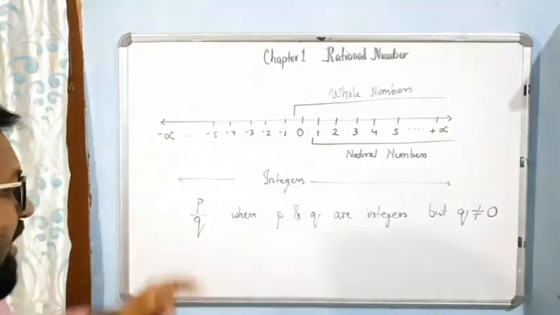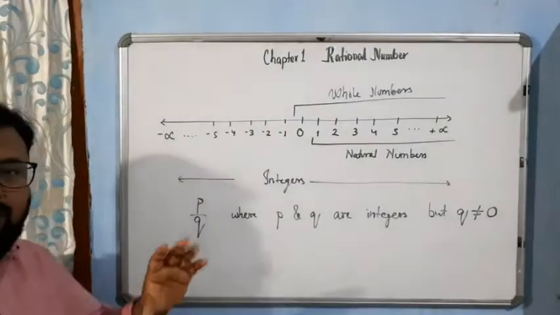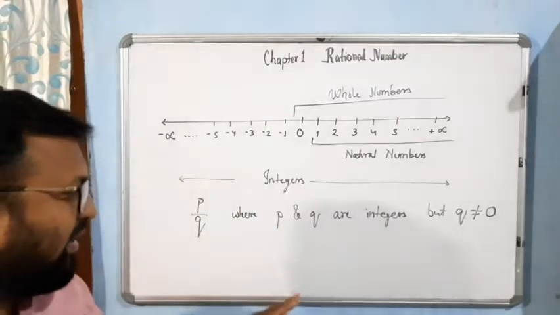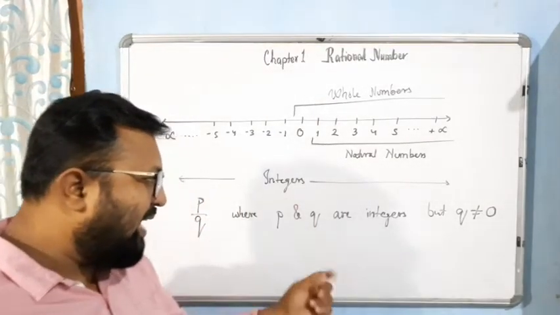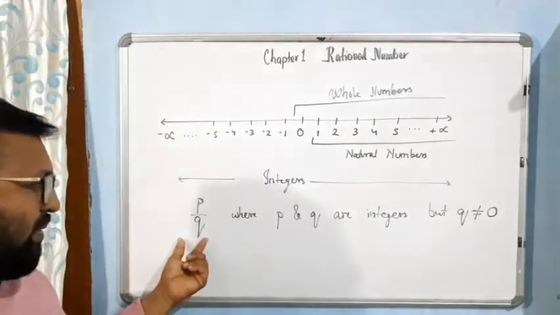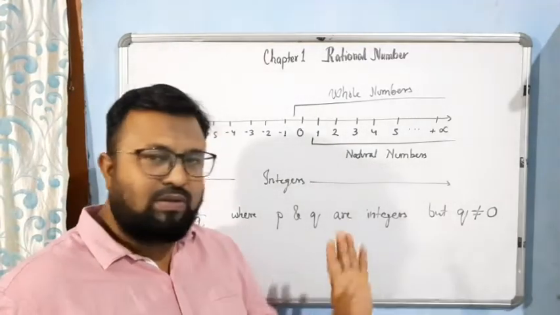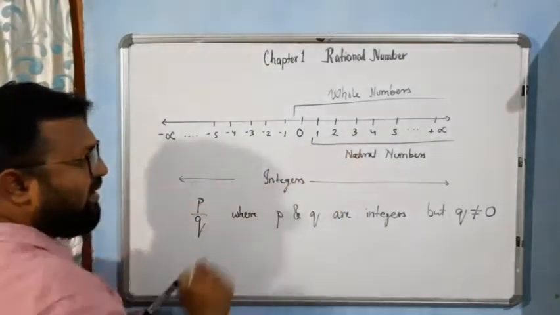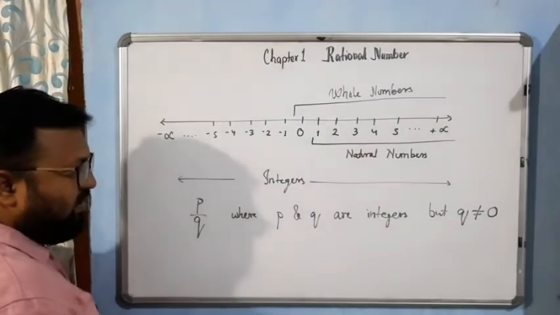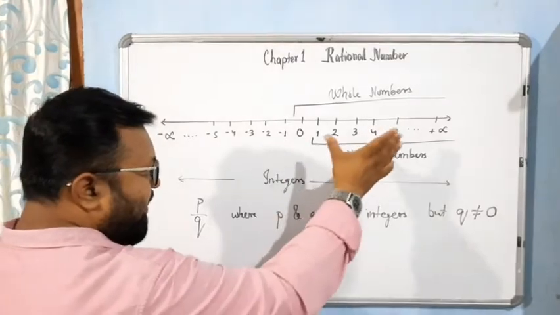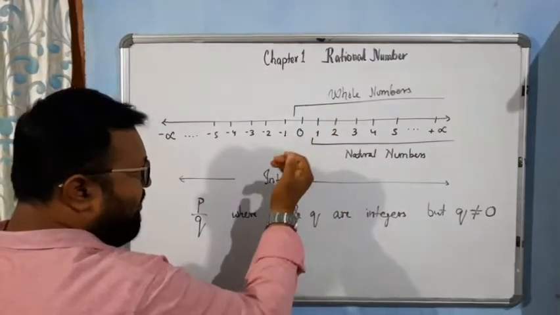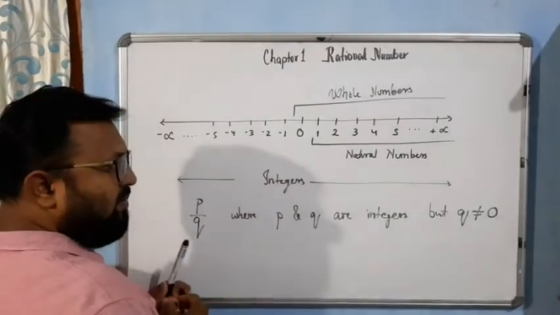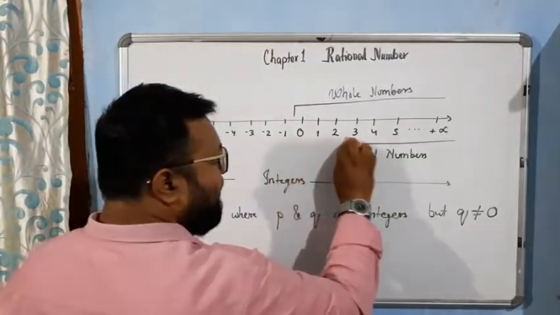So the number which can be expressed in the form of P by Q, in the form of fraction, okay, where P and Q both are integers. Only one condition is that the Q, the denominator part, can't be equal to 0. Okay, so we can say that all the numbers in the number line, okay, whether it is positive number, whether it is 0 or negative of the natural number, are rational number. How? Let me show you.